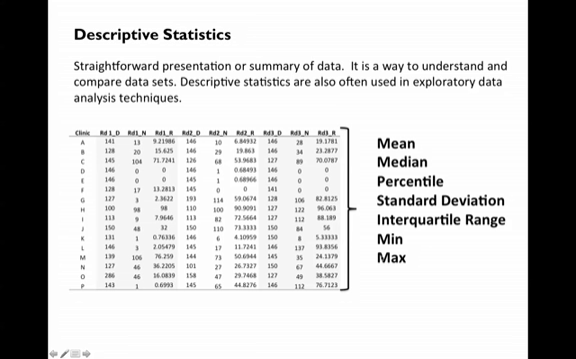And finally, we have the min and the max, which are just like they sound. It's the minimum and maximum value of a data set. It just gives you a range of the data set. Where do the data lie?